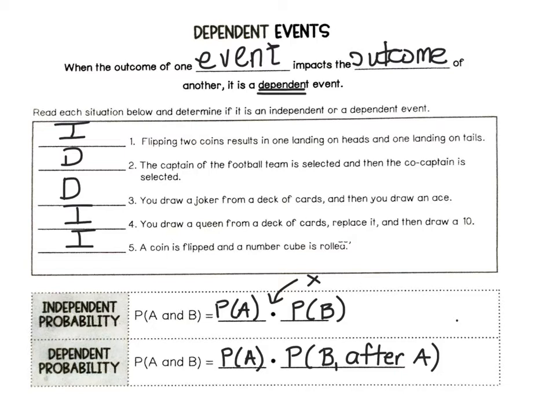If you're rolling a die and then rolling it again, it's not like you wipe the number that you got the first time off of the die. So you haven't changed the odds.